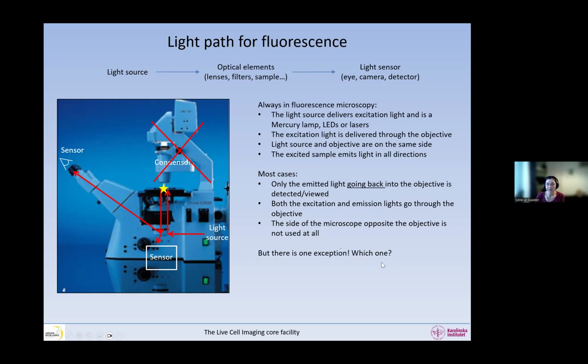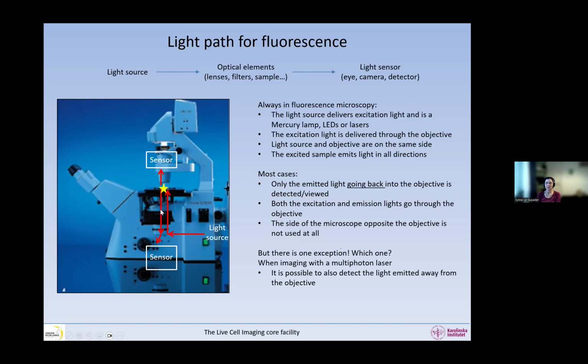And so there is only one exception. When we image with a multiphoton laser on the multiphoton microscope, we have the possibility to also catch the light that is escaping, let's say, and is not going back to the objective. We can put an extra sensor here, and then we can grab this light. This is the only exception. Otherwise, every time we image fluorescence on any microscope, upright or inverted, we have the excitation and the emission going through the objective. In most cases, the excitation and the emission light go through the objective.